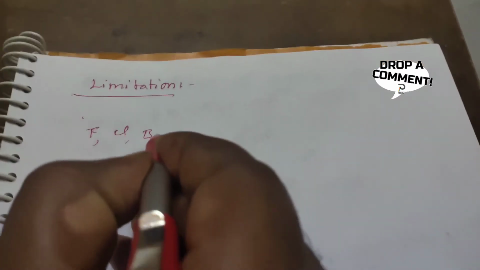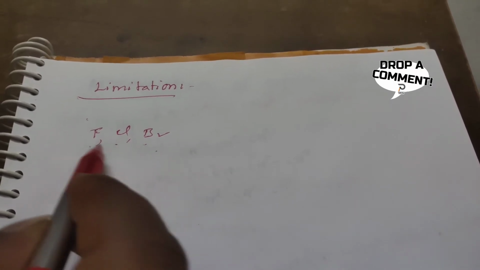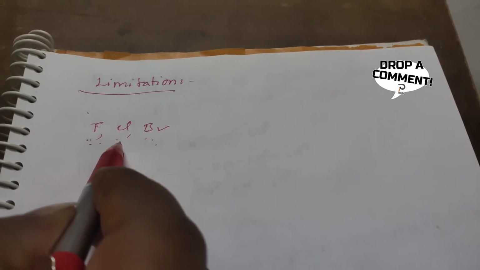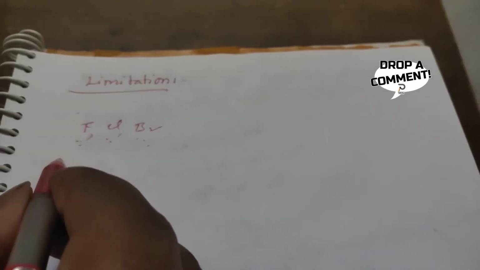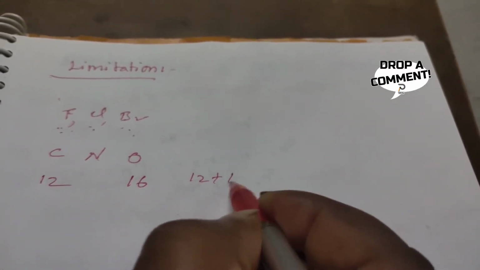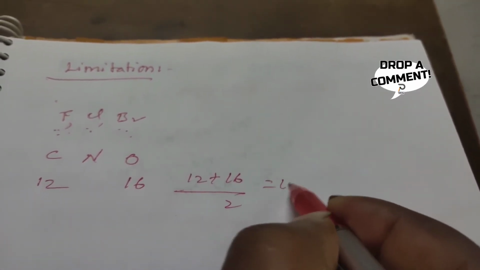Even if I take fluorine, chlorine, bromine, which are actually one set, if you take the fluorine weight and the bromine weight, it does not satisfy the chlorine weight. And if you talk about carbon, nitrogen, oxygen, the carbon atomic weight is 12, the oxygen atomic weight is 16. So 12 plus 16 divided by 2 equals 14.